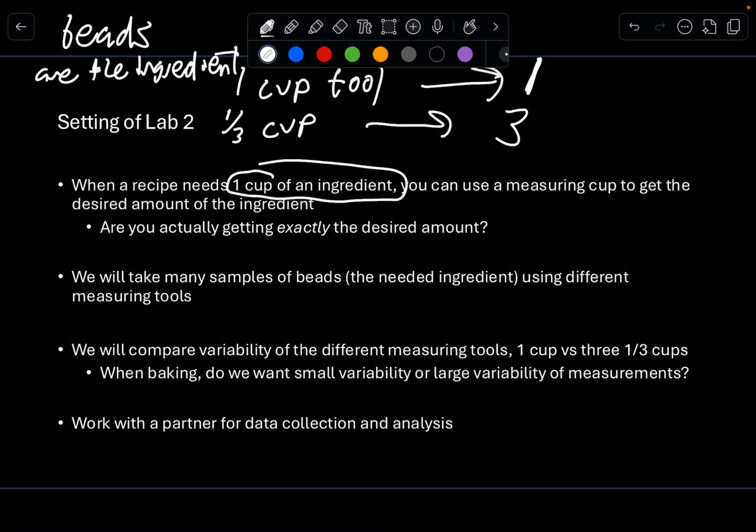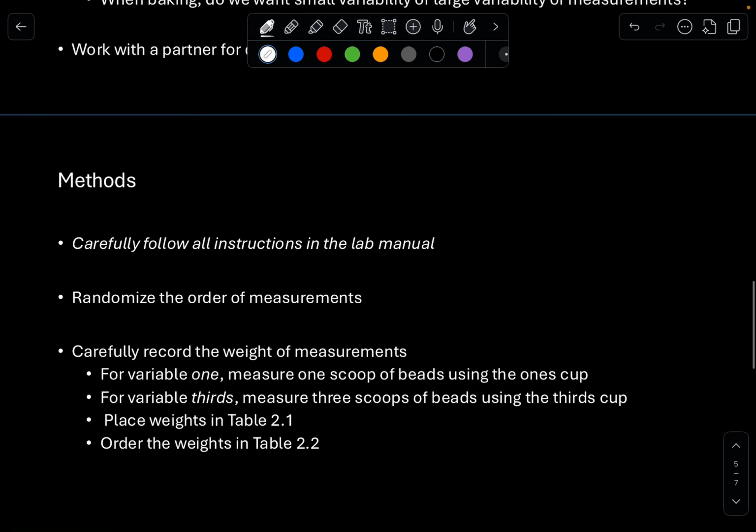Table 2.3, you need to calculate the 5-number summaries for both the 1 variable and the thirds variable. So the 5-number summary, you've talked about that in lecture, and then you will draw the box plots. You'll have 2 box plots, 1 for each variable.